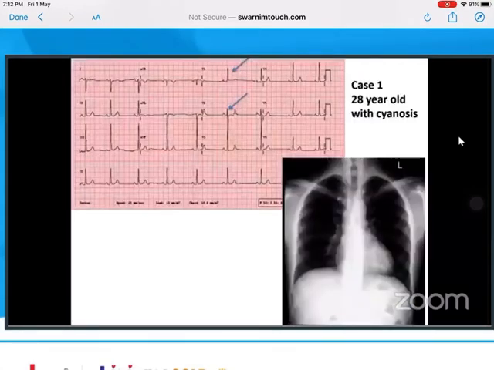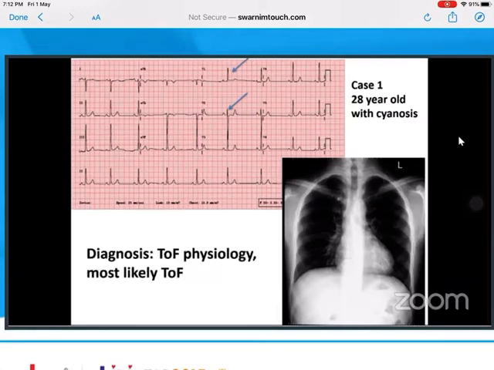Typical ECG, in our case very clearly showing right axis deviation, right ventricular hypertrophy, and an early transition, as pointed out by the arrow in V2, suggests that this is tetralogy. The X-ray shows no cardiomegaly, pulmonary oligemia. It may not show the very typical boot-shaped heart in everybody, but the absence of cardiomegaly and pulmonary oligemia with not a prominent pulmonary artery segment could be compatible with tetralogy. So this patient had most likely tetralogy of Fallot itself.